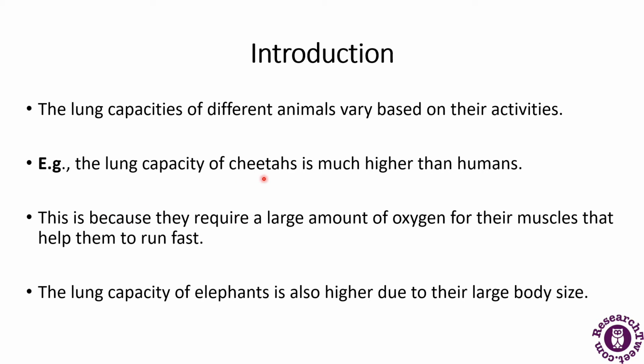Why do cheetahs have a higher lung capacity than humans? This is because they require a large amount of oxygen for their muscles that helps them to run fast. The cheetah is considered one of the fastest animals on the earth. Because of this, they require a large amount of oxygen for their muscles to run very fast. That is why they have a larger lung capacity as compared to humans. The lung capacity of elephants is also higher due to their large body size.